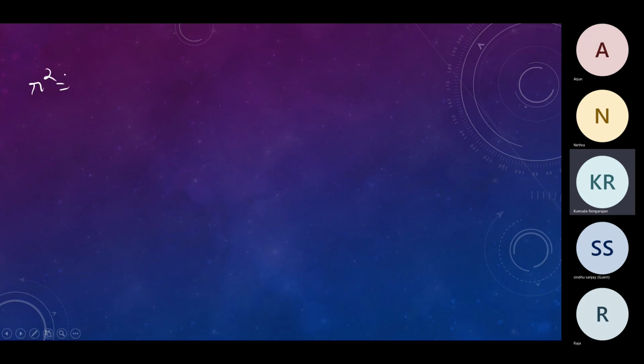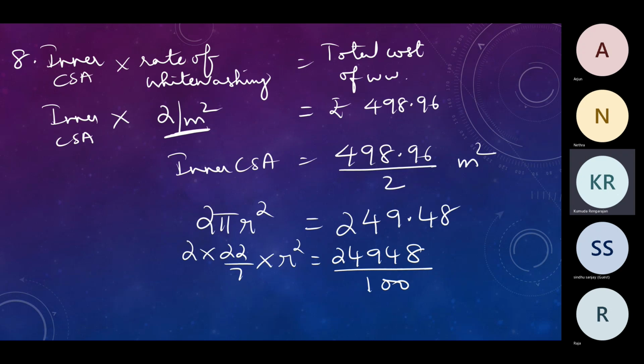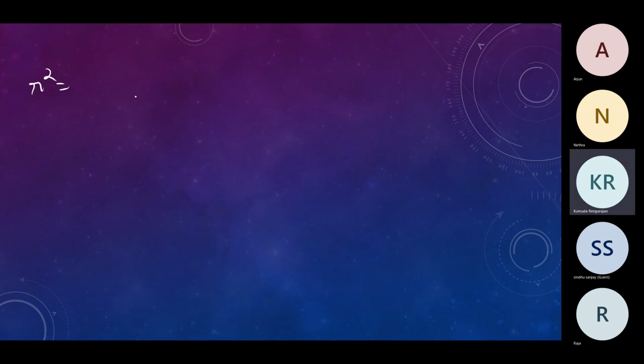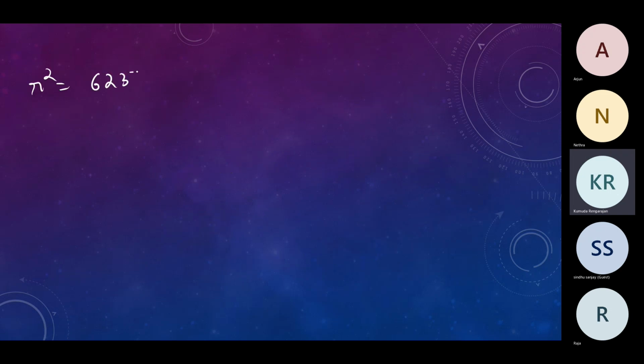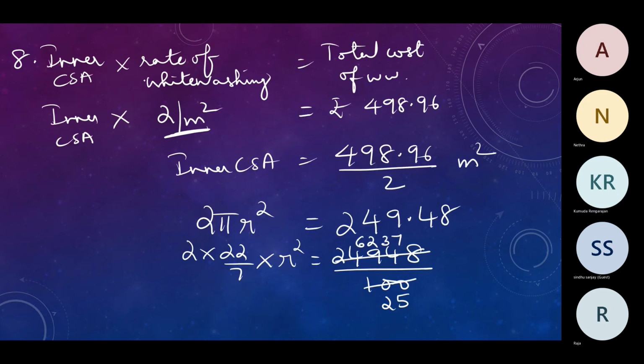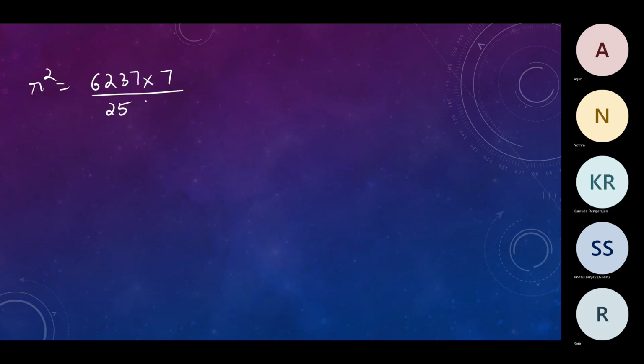R square is equal to 24948 by 100. Actually, you can simplify here itself if you want. 4 how many times? 4 6s are 24, 4 2s are 8, 4 3s are 12, 4 7s are 28, and this will be 4, 25 times. So R square is equal to 6237 by 25, 6237 divided by 25 into 7, and in the denominator you will get 2 into 22.